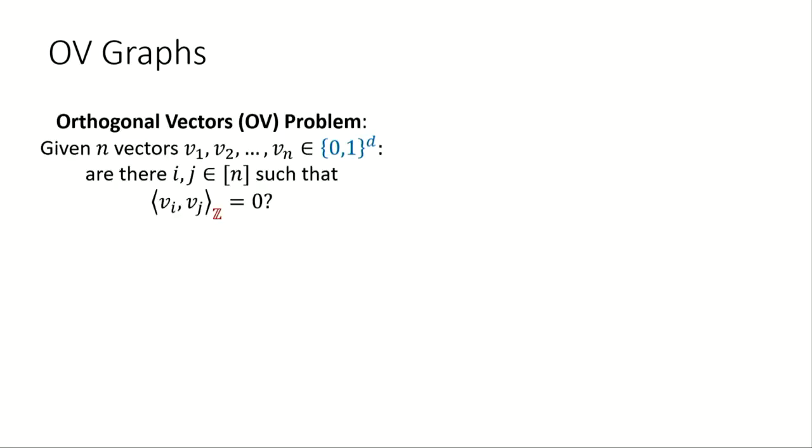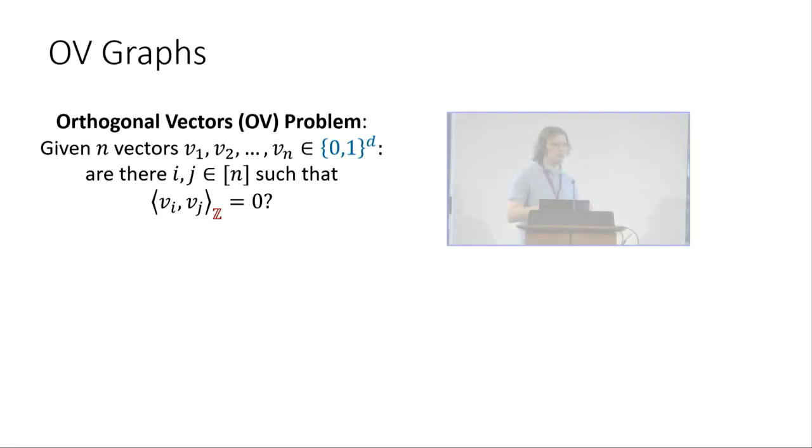OV graphs are defined or inspired by the orthogonal vectors, or OV, problem. It's a really important problem in fine-grained complexity, as I'll talk about in a couple of slides. In this problem, you're given as input n vectors of 0s and 1s of dimension d, and usually think of d as order log n. Your goal is to figure out whether there's a pair of vectors that are orthogonal to each other, so their inner product is 0, not over F2, but over the integers.